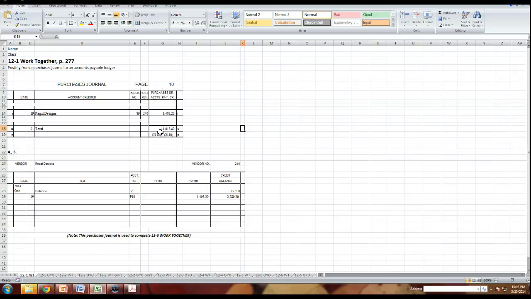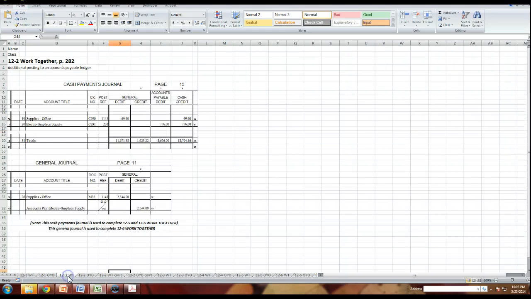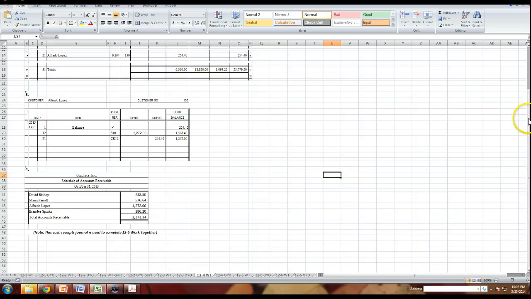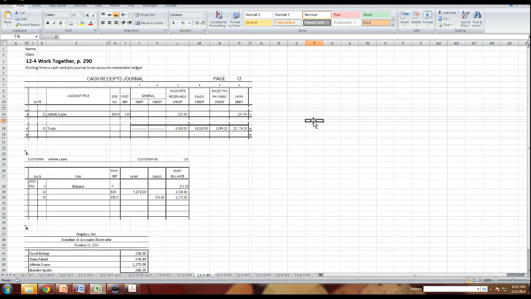That was step 4. Step 5, post the October 31 column totals of the cash receipts journal. Let's go find the cash receipts journal, shall we? That's cash payments. That is an accounts payable vendor account ledger form, and that is a schedule of accounts payable, so that's not it. 12-4, I bet, is where it's hiding. Bingo, it's in 12-4. Okay, so now we have 4 special columns. Here's our general columns, and here are 1, 2, 3, 4 special columns, right?